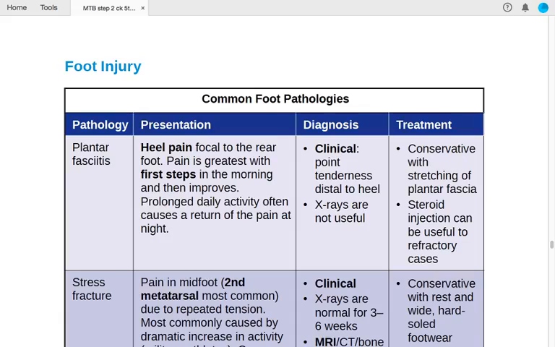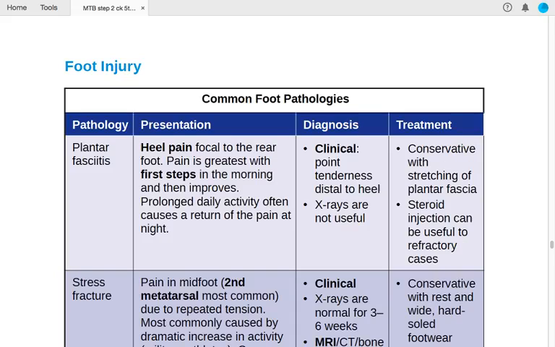Now how are they going to present? If it's a case of plantar fasciitis, we'll see heel pain focal to the rear foot. Pain is greater with the first step in the morning and then improves. Prolonged daily activity often causes the pain to return at night. So these patients have pain just from the first step in the morning, and the rest of the time it improves. So early in the morning the patient experiences pain, but with the passage of time, if movement is there, it will definitely ease.